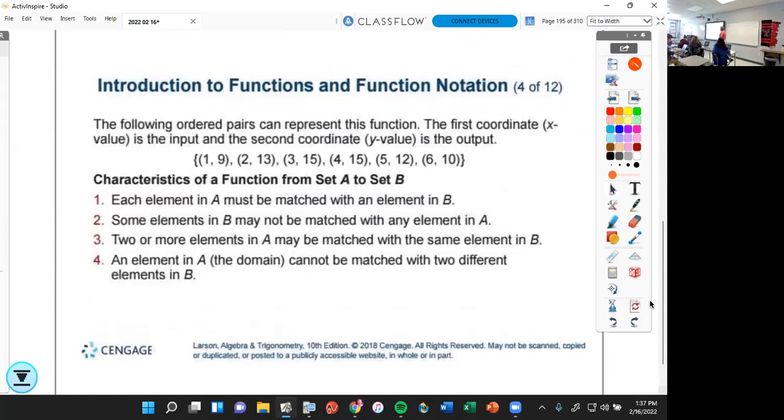Okay, so here are a set of ordered pairs. This set of ordered pairs, let me ask you, is it a function? Yes. Because every X only has 1 Y.